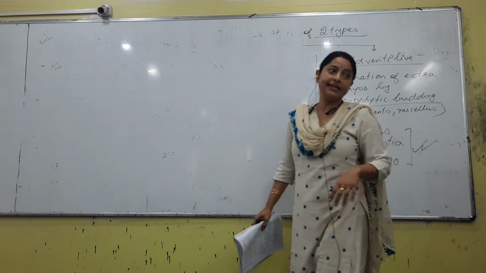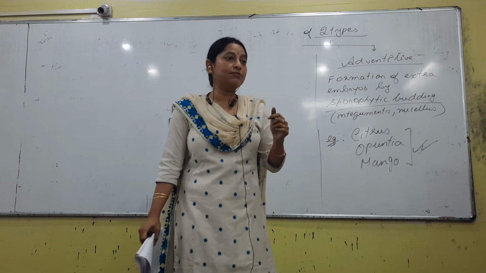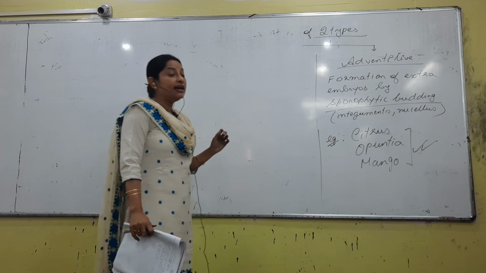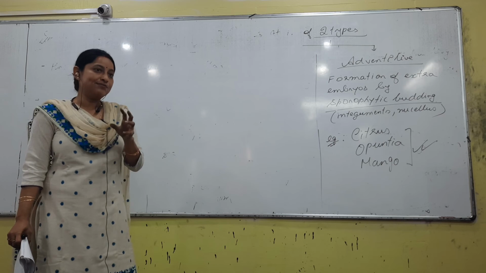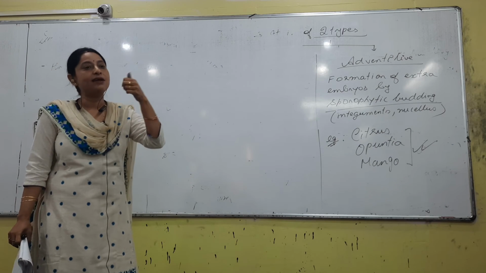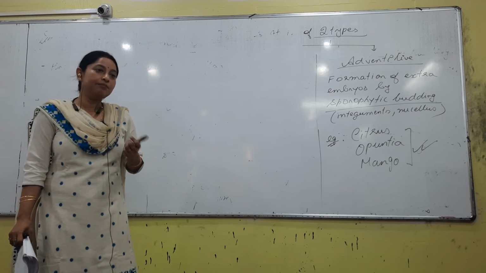The process is called budding. We are not talking about budding in the case of asexual reproduction. The process is that a cell or a group of cells, without any meiosis, directly forms a bud, and that is what we call bud formation.